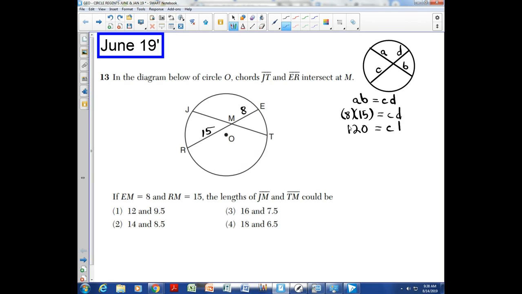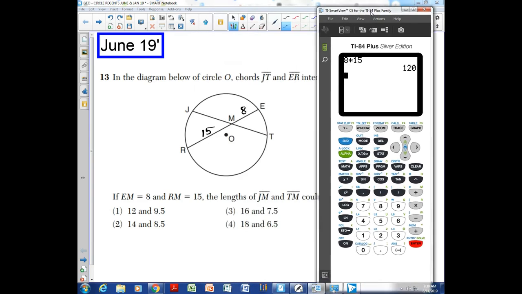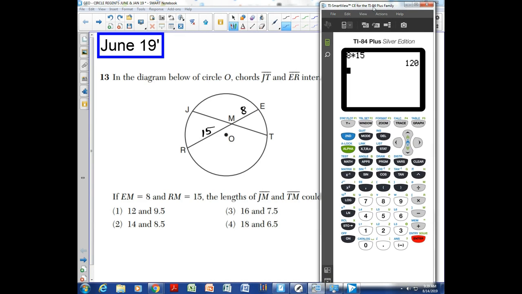So really this problem is asking what could be the other two parts? Which two other numbers multiply to give you 120? Since this is the multiplication part of the Regents, I'm just going to multiply 12 times 9.5. That's 114. Now I'm looking for a pair that equals 120. Number 2 is 14 and 8.5. 14 times 8.5 equals 119, almost.